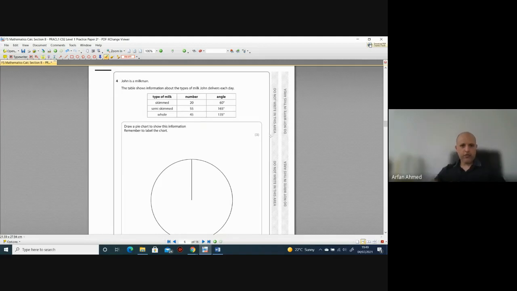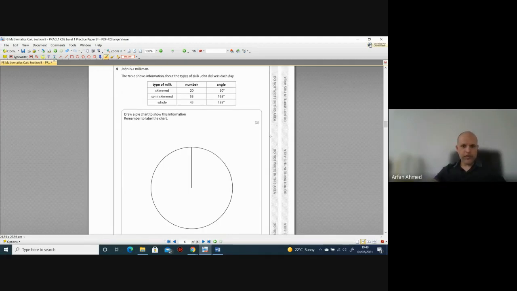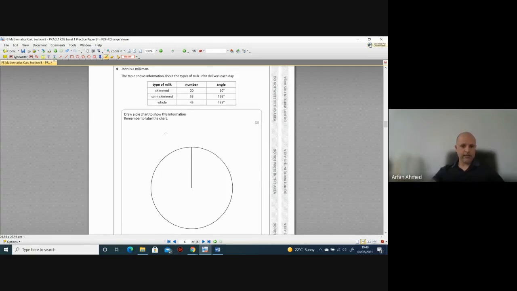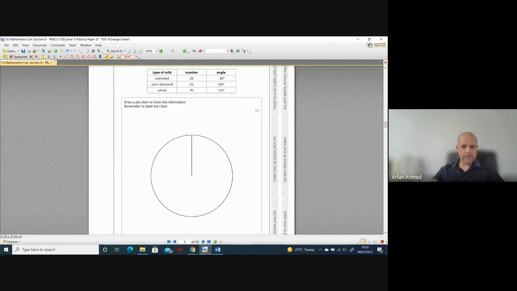Let's move on. Question 4. John is a milkman. The table shows information about the types of milk John delivers each day. So we've got the angle for skimmed, semi-skimmed, whole. Draw a pie chart to show this information. Remember to label the chart. 3 marks. Right. So whenever you get any type of question like this, you definitely need one of these protractors. Again, like I said, you'll get given these in the exam.